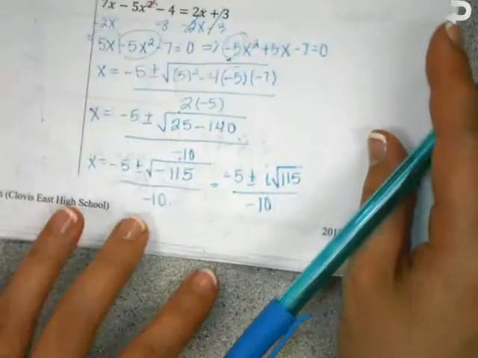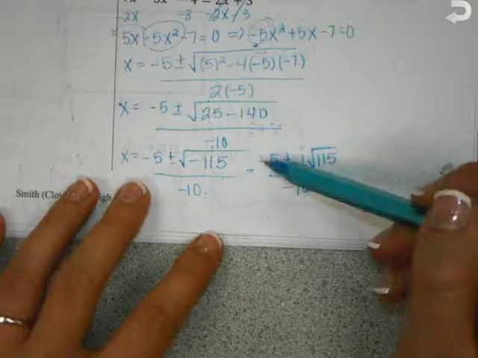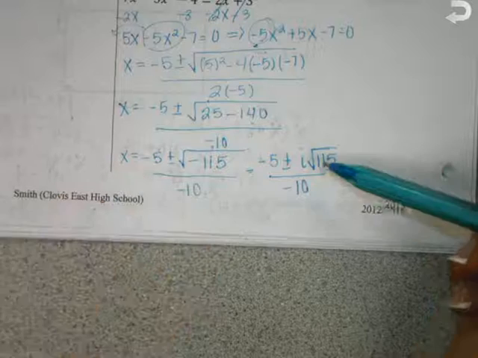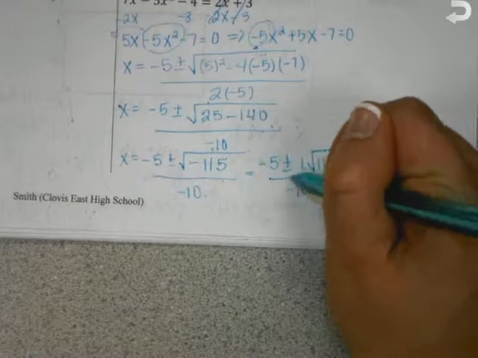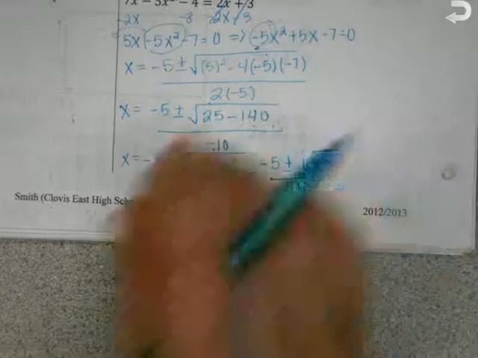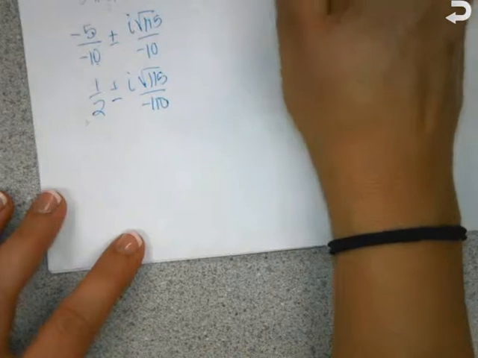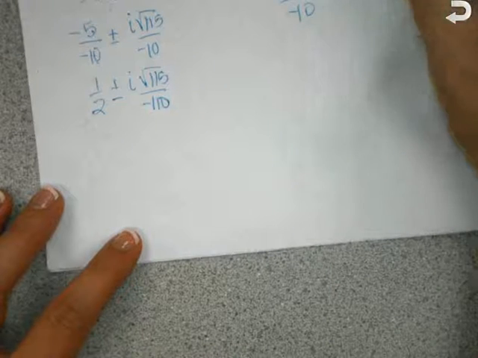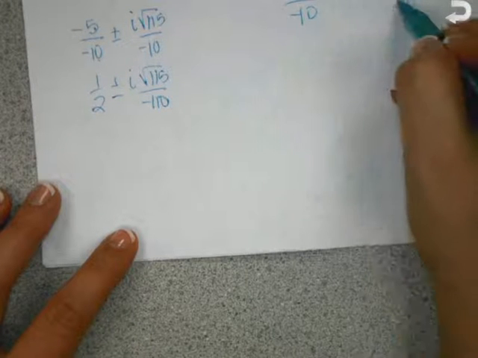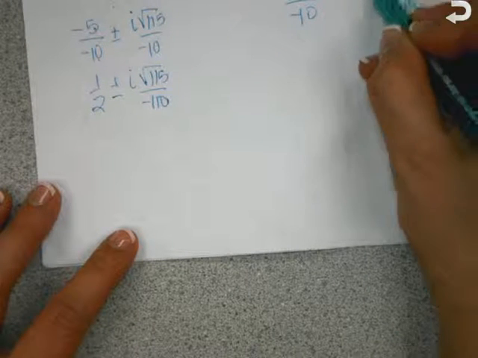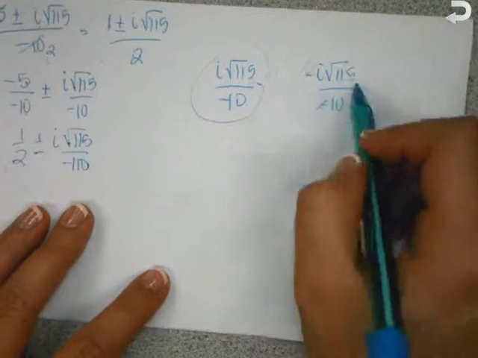Because take a look. We have negative 5 over negative 10. A negative over negative is a positive. And then let's look at this. This is a plus or minus. So, this little part right here would be i root 115 over negative 10. And negative i root 115 over negative 10. This one would stay negative, and that one turns into a positive. So we still have a positive and a negative in there. Does that make sense? So plus and minus covers all situations.